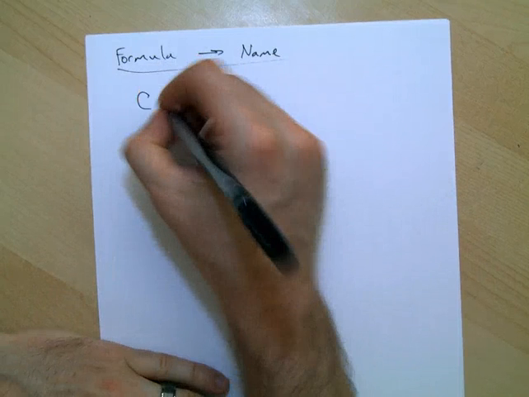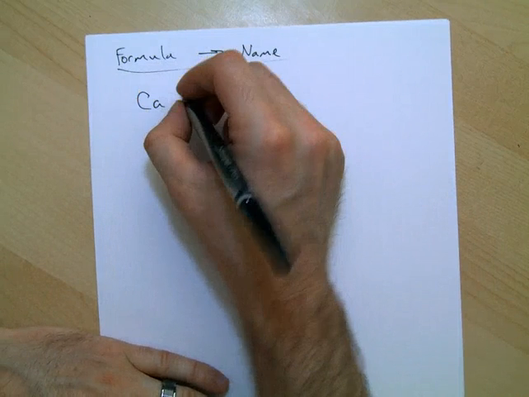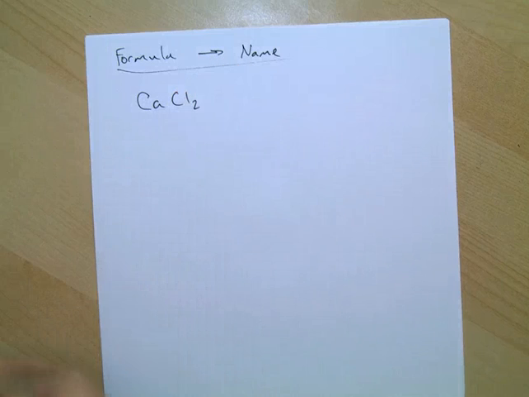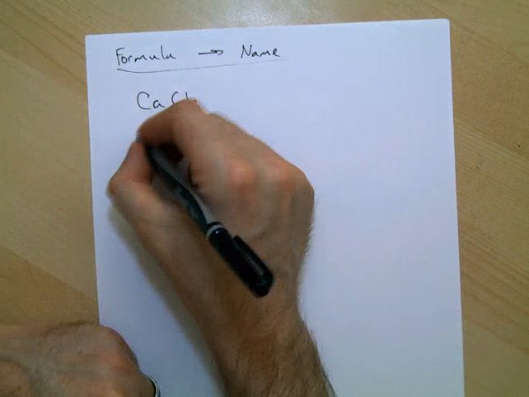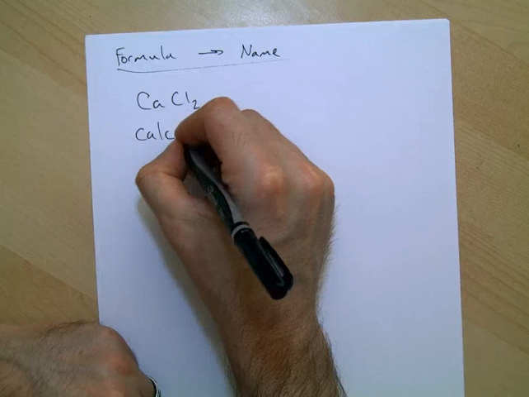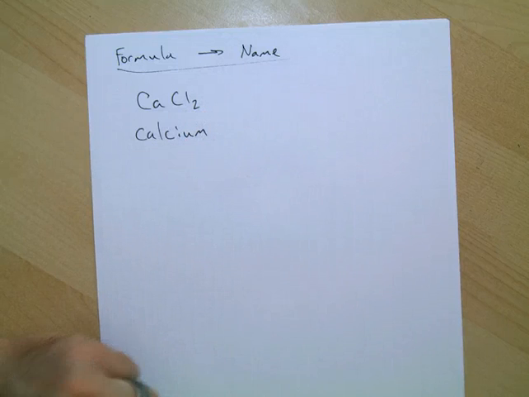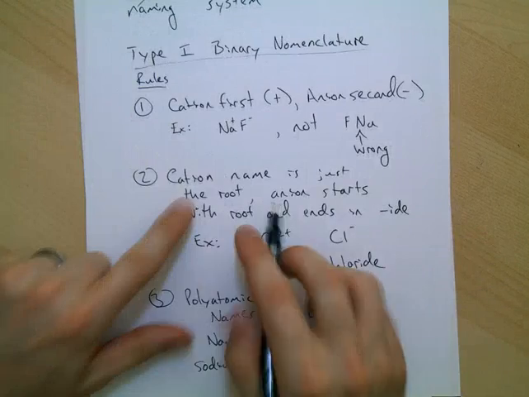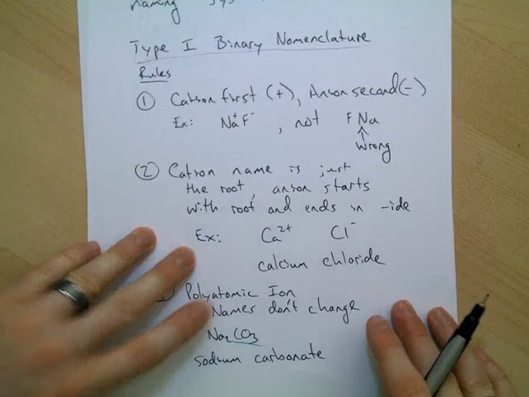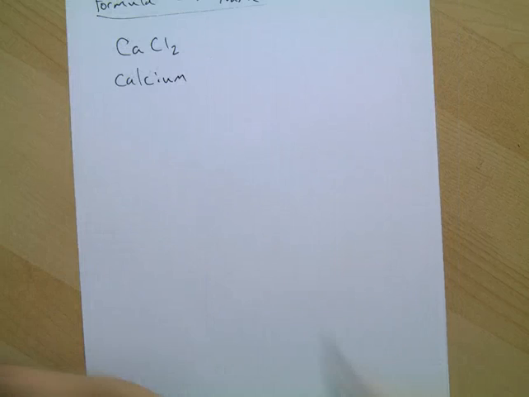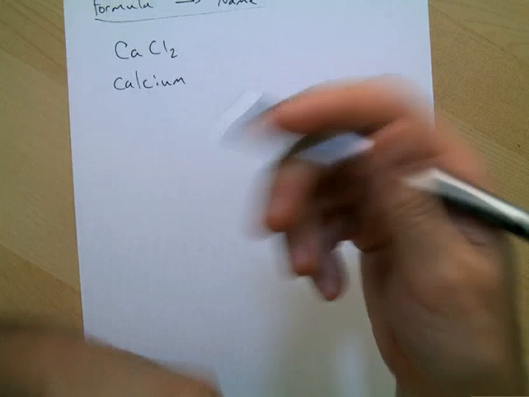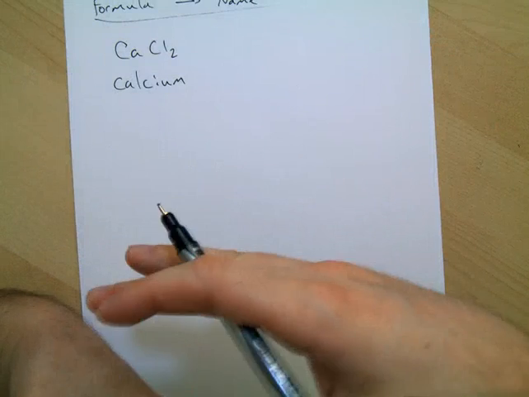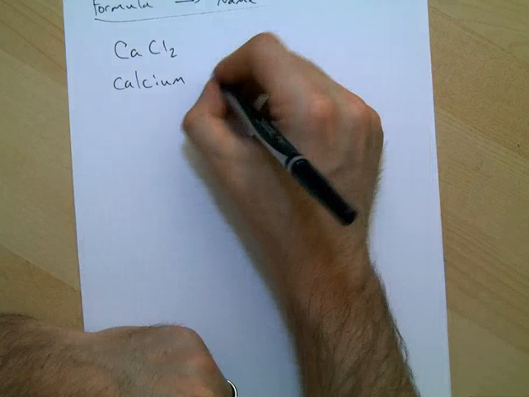All right, say I have the formula CaCl2. Ca is calcium. I'm not going to change its name. The reason I'm not going to change its name, of course, let's go back to it, is that the cation name is just the root. That's rule number 2 in our nomenclature system. And then Cl is chlorine because it's the anion and not a polyatomic ion, even though there's 2 of them. We're just going to call it chloride.